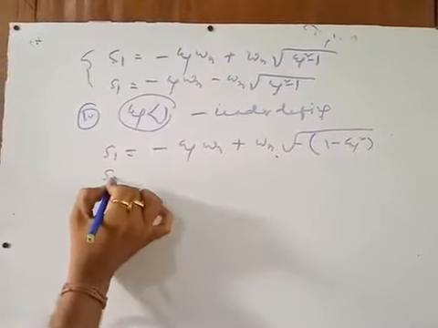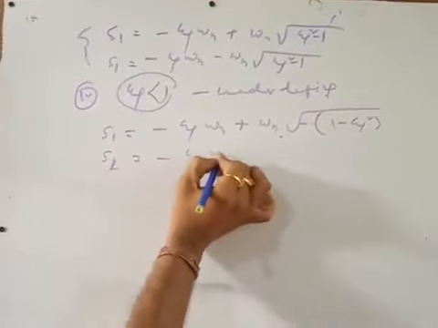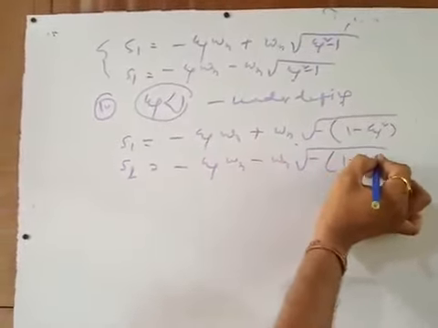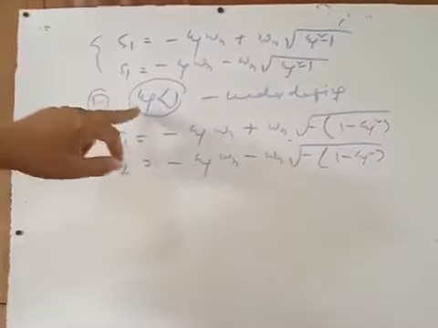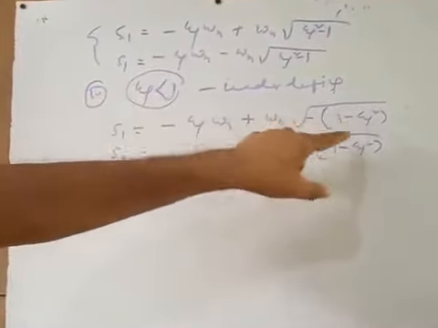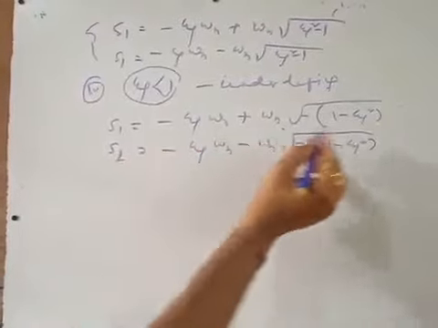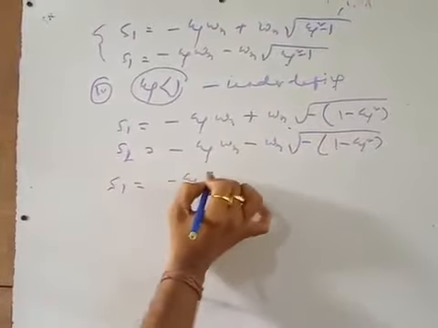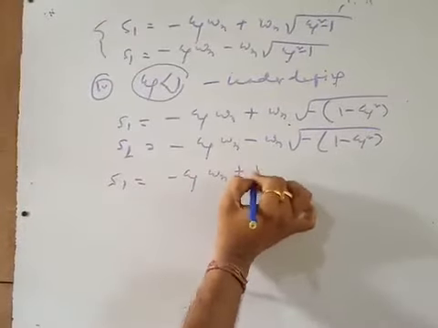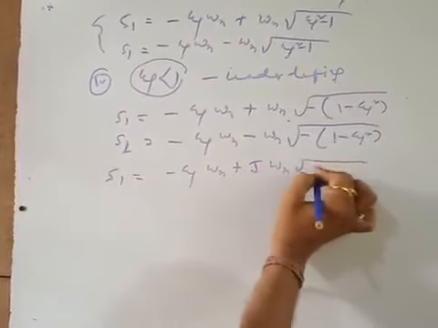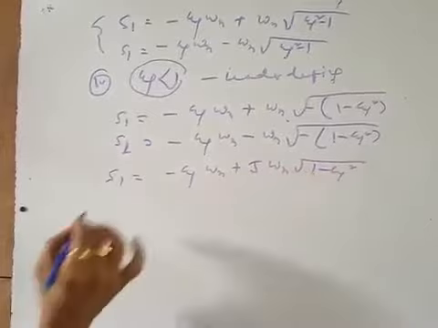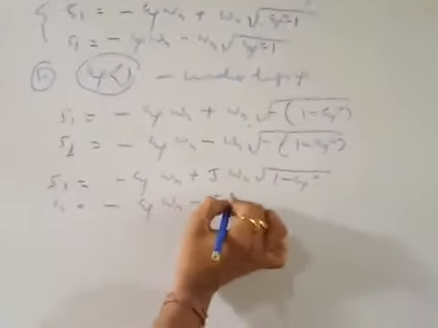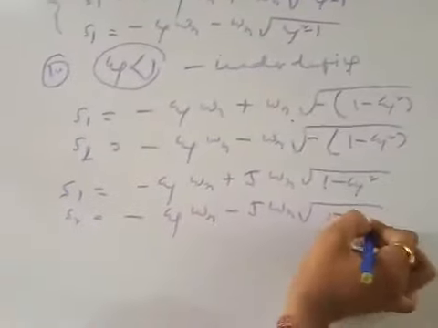Similarly, S2 will be equal to minus xi omega n minus omega n root over minus of 1 minus xi square. As xi is less than 1, we can convert it like this. So S1 is equal to minus xi omega n plus j omega n root over 1 minus xi square, and S2 is equal to minus xi omega n minus j omega n root over 1 minus xi square.